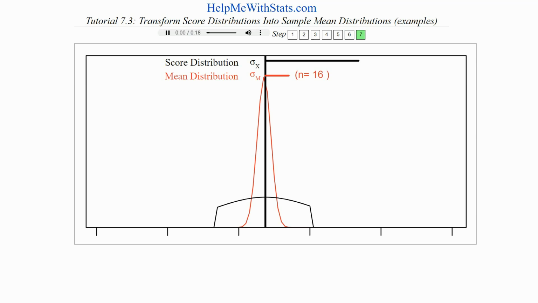Here we have added the sample mean distribution in red to the score distribution in black. As we can see, the red sample mean distribution is 4 times skinnier because 4 is the square root of the sample size of 16. The sample mean distribution is also very close to normal.